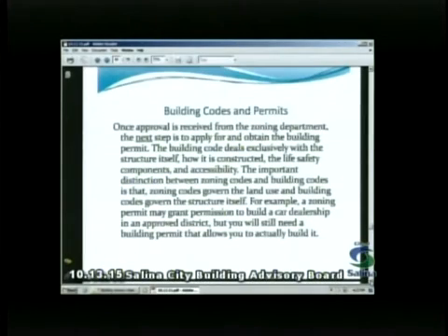Now, once your approval is received from zoning, the very next step is to apply for and obtain a building permit. Again, the building code is exclusively for the structure itself, how it's constructed, life safety components, and accessibility. The distinction between the two: zoning codes govern land, again, and building codes govern the structure. You may have a zoning permit that will grant permission to build a car dealership or whatever it may be, but you must have the building permit that allows you to actually construct. There's your key difference between the two.